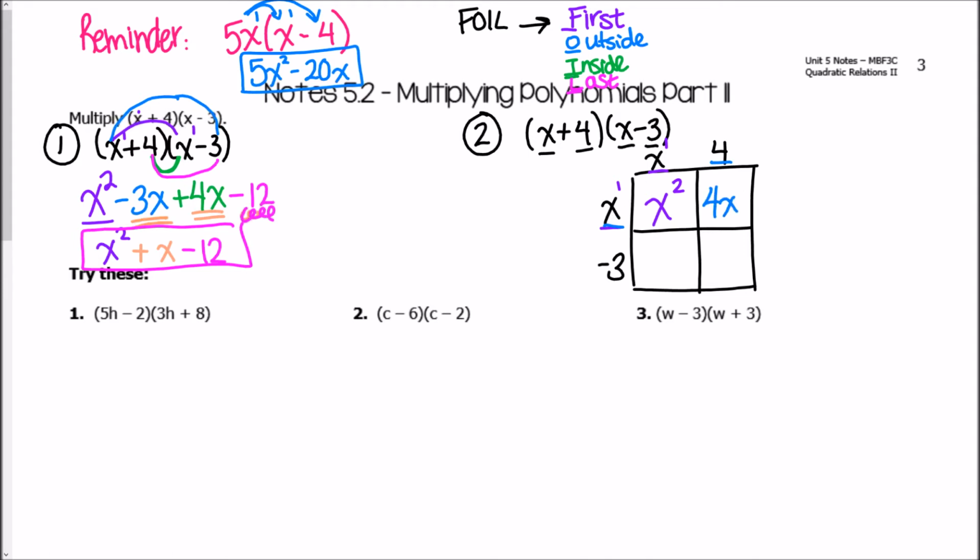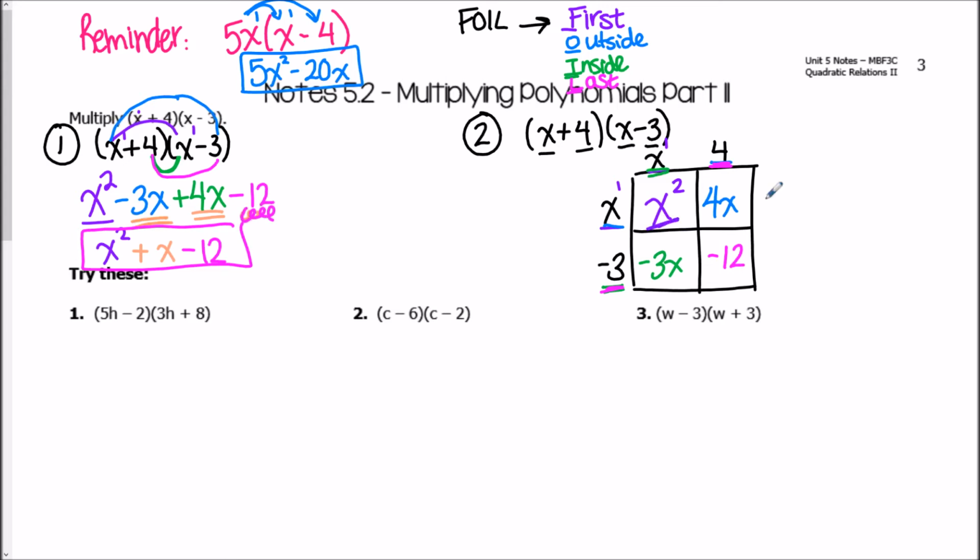Okay? In this box over here, it's negative 3 times x. So negative 3 times x is negative 3x. Okay? And then in this box in the corner over here, I end up getting negative 3 times positive 4, which is negative 12. And then the last thing I need to do is collect like terms once I create my box and I fill in every number inside of here.